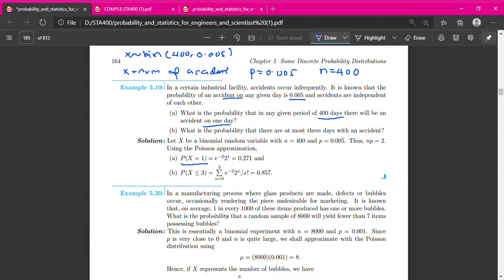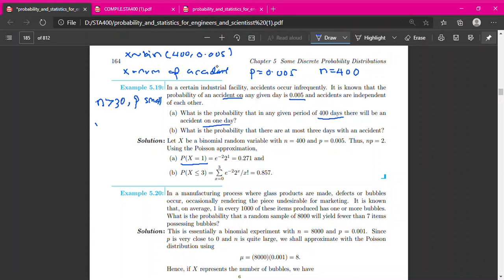To find this probability, we should know the distribution for the random variable x. Okay, so from the story here, we know that x adalah binomial. But because n is large, n is more than 30, and p is very small, which is close to 0, we consider to approximate this distribution kepada Poisson.